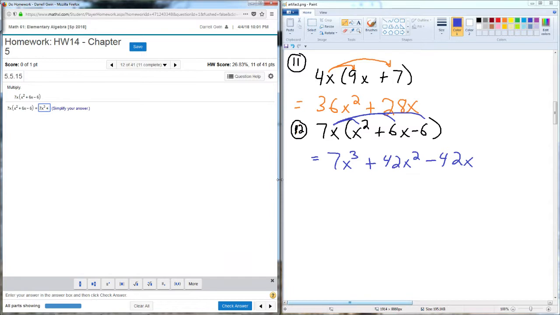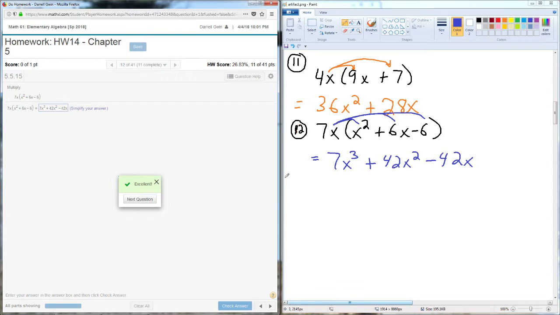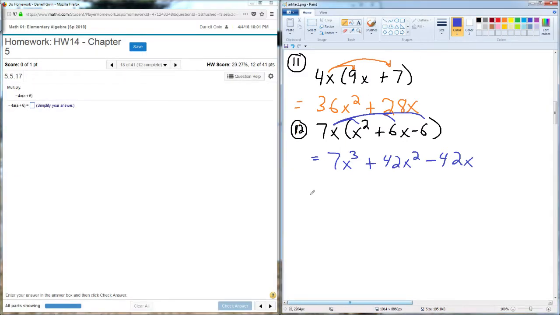Hit the plus 42, x, shift 6, 2, right arrow, minus 42x. Enter. Cross your fingers. We got it right. Whew. Excellent. Moving on.